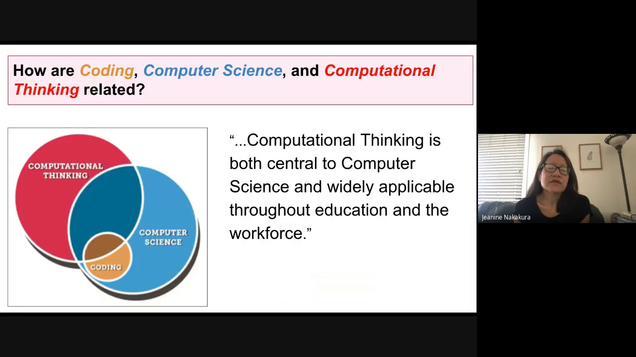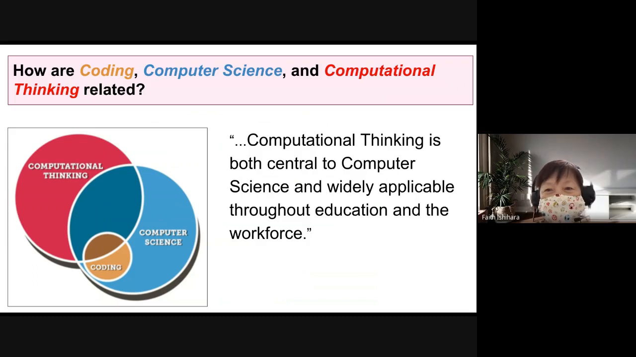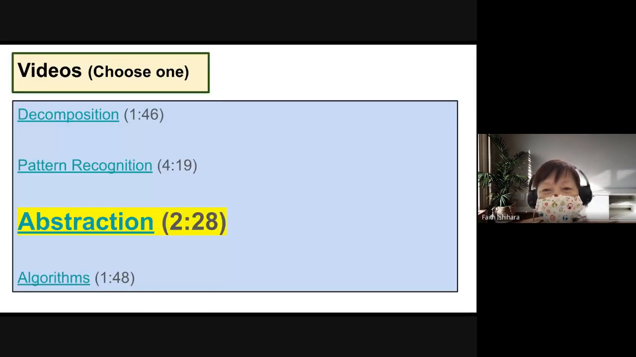So I'll turn it over to Faith now. So this Venn diagram shows how coding, computational thinking, and computer science all relate to each other. And we want to explain a little bit more about each of them. So Janine worked hard and found 4 videos that cover the 4 topics, but we can only show you one. So we're wondering which one pops out at you, really calls out to you to be shared.